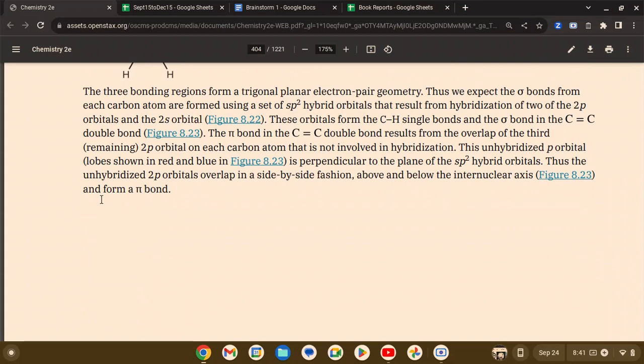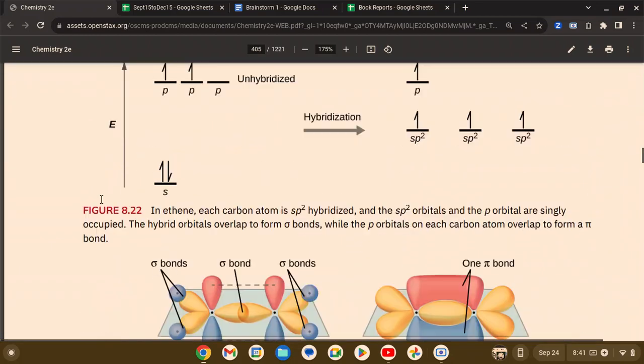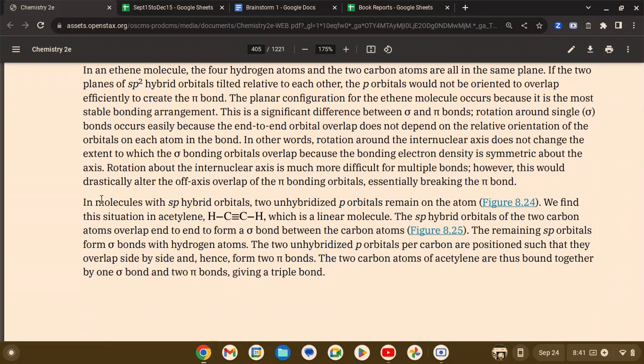The pi bond in the C=C double bond results from the overlap of the third remaining 2p orbital on each carbon atom that is not involved in hybridization. This unhybridized p orbital is perpendicular to the plane of the sp2 hybrid orbitals. Thus, the unhybridized 2p orbitals overlap in a side-by-side fashion above and below the internuclear axis and form a pi bond. In an ethene molecule, the four hydrogen atoms and the two carbon atoms are all on the same plane. If the two planes of the sp2 hybrid orbitals tilted relative to each other, the p orbitals would not be oriented to overlap efficiently to create the pi bond.